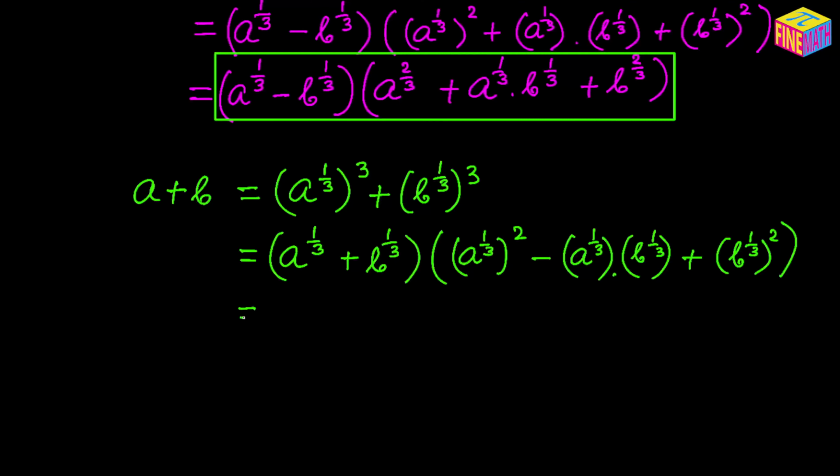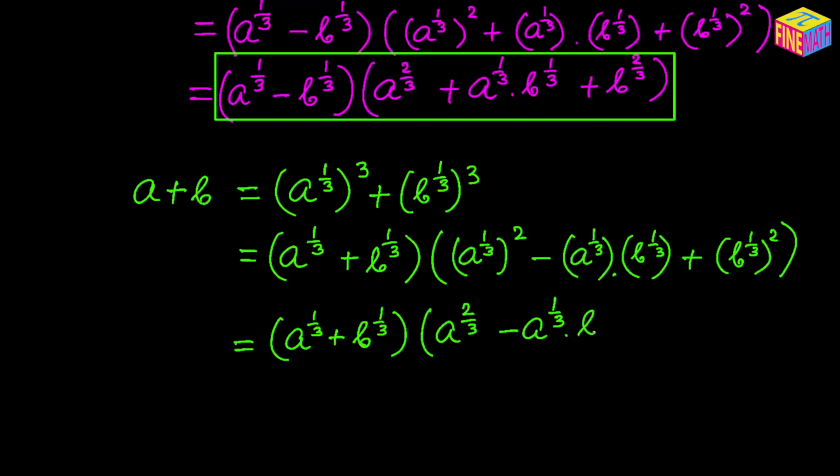If we simplify this, it's going to look like this: a to the power 1/3 plus b to the power 1/3 times a to the power 2/3 minus a to the power 1/3 times b to the power 1/3 plus b to the power 2/3, and that is the factor form of a plus b.